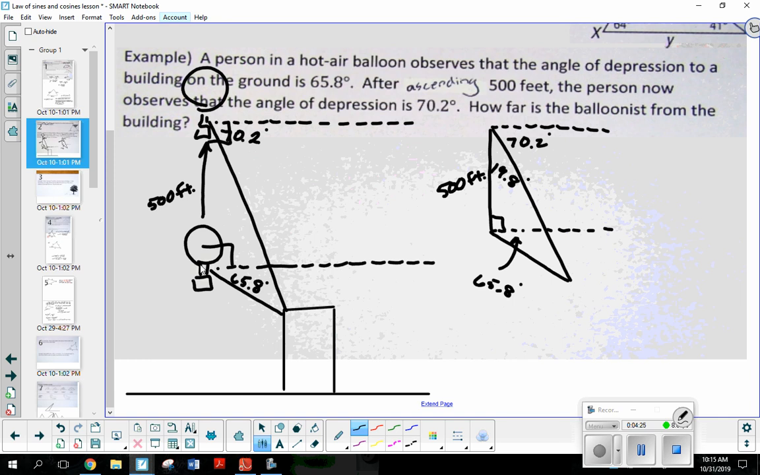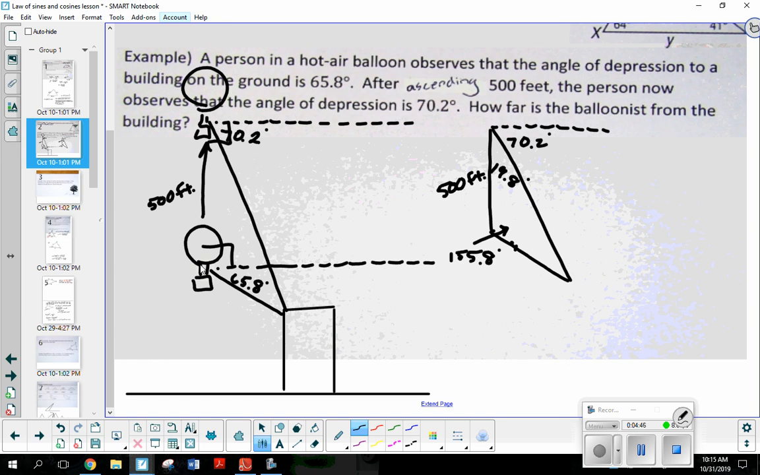There you go. 90 plus the 65.8 gives me 155.8. Let me go ahead and erase this because otherwise there's going to be way too much going on in that triangle. Okay, so this angle right here is 155.8 degrees.